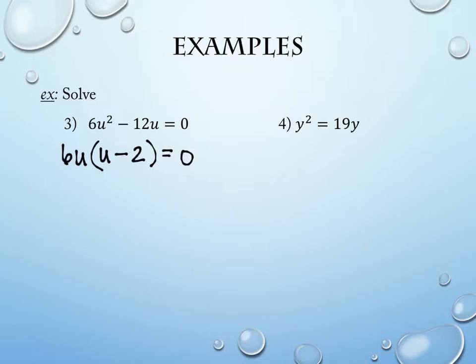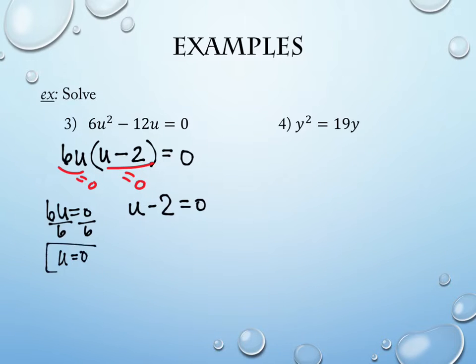So as we saw on the earlier screen, now I take each part and I set them equal to 0. So I have 6u equals 0, and I have u minus 2 equals 0. All right, so 6u equals 0. What would I do to solve? Yeah, I divide by 6. So u is equal to 0. u minus 2, I'll add my 2. u is just 2. And those are the two values.